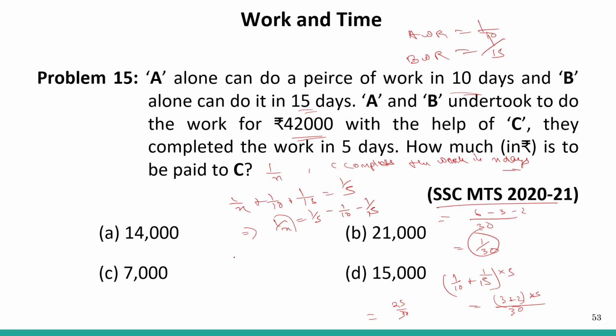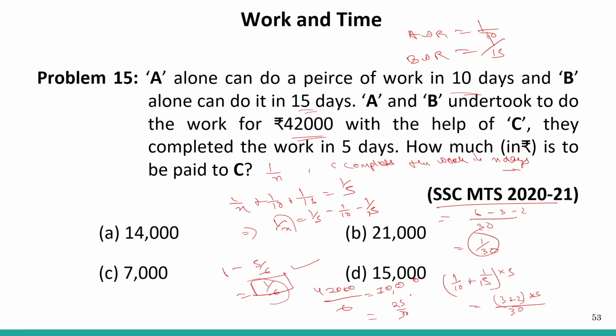So the remaining work will be what? 1 minus 25 by 30 is equal to 5 by 30, so this is equal to 1 by 6 of the work remaining. If C's work rate is 1 by 30, how much work will C complete? As this much amount of work is remaining, this much has been done by C. So 42,000 by 6 is actually equal to 7,000 rupees.